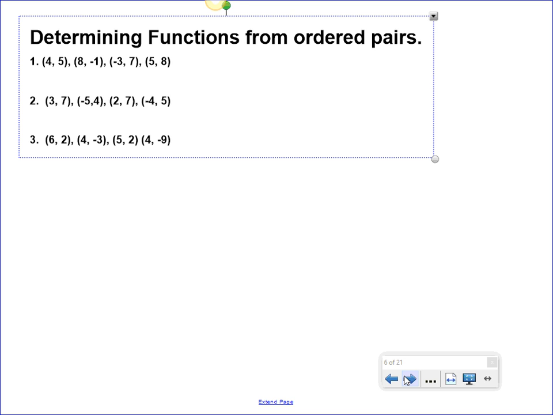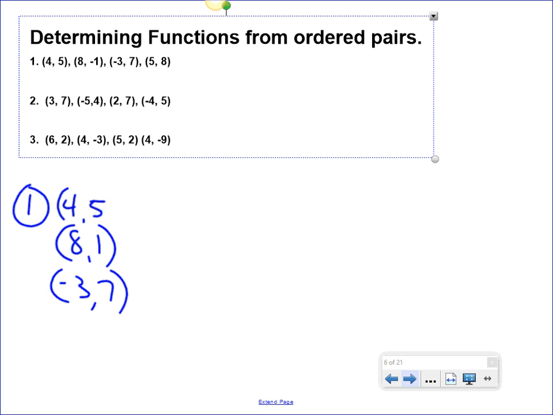Okay, so if I were to look at number 1 down here, if I were to just spread it out a little bit: 4, 5, 8, 1, negative 3, 7, and 5, 8. If I stack them up, sometimes it's easier for me to tell. And in this case, there's no cheating, so this one would be a function.